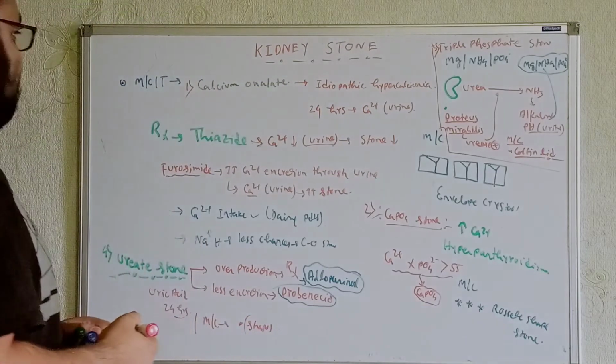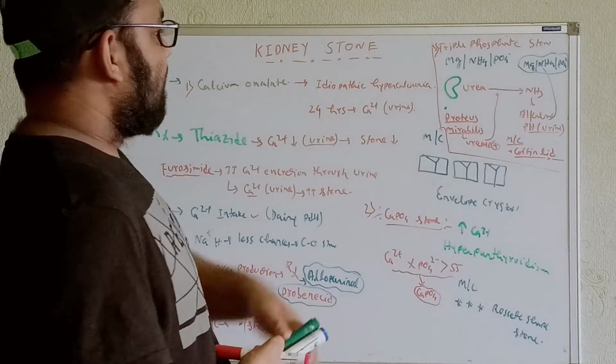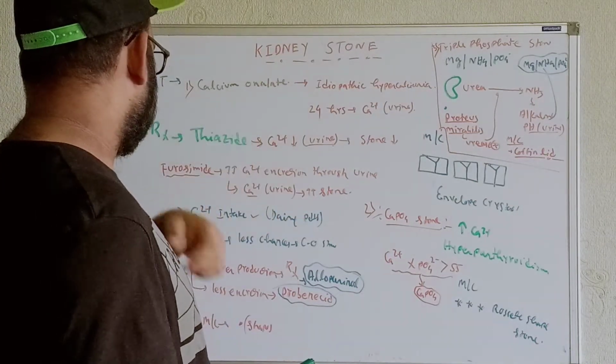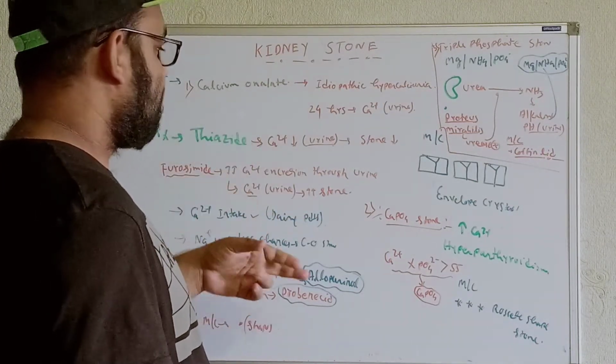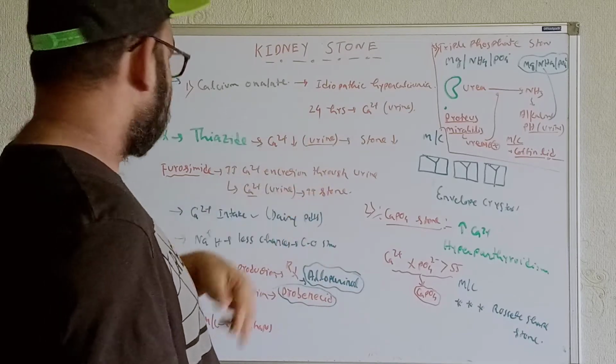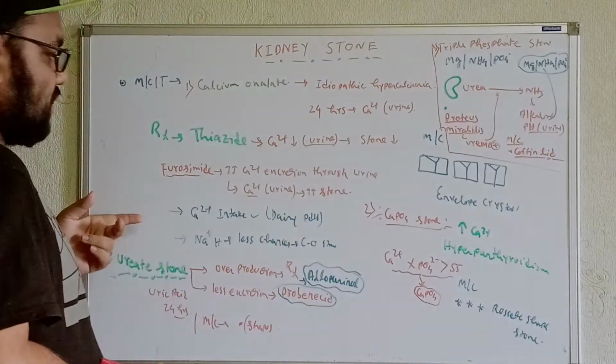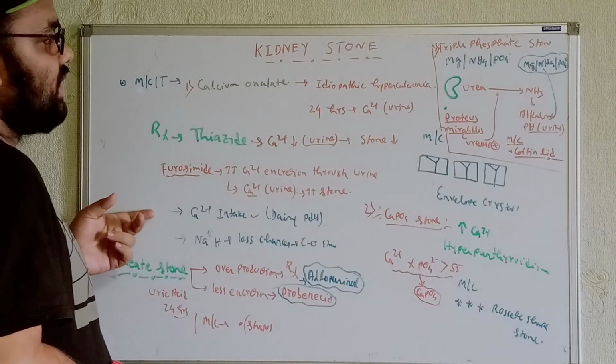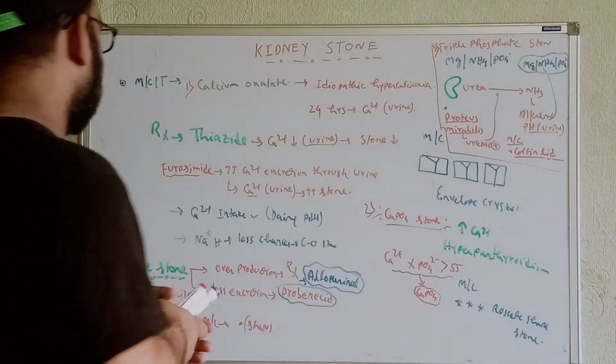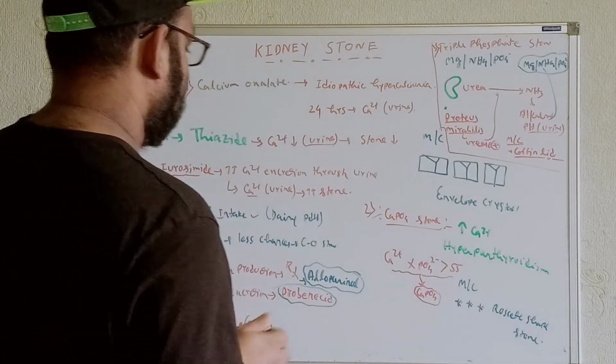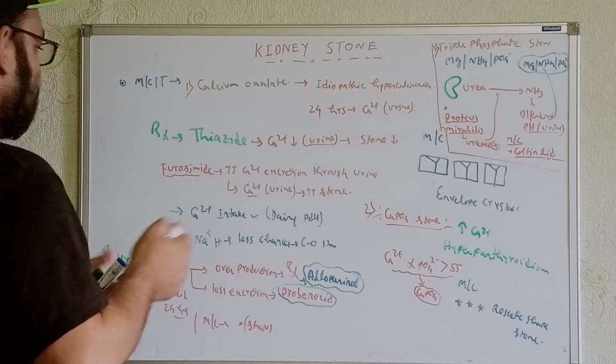Now we did talk about what? First the calcium oxalate stones, then calcium phosphate, then the triple phosphate stone, then urate stones. Now we'll talk about the hardest stone, that is known as the cystine stone. We'll talk about the cystine stone over here. So let's try to show over here.